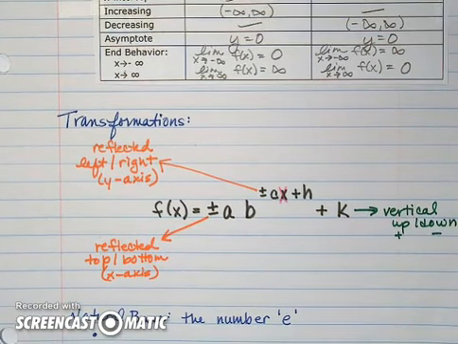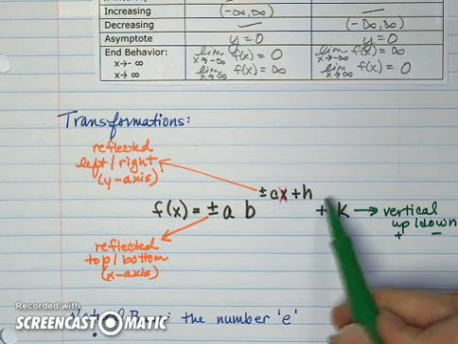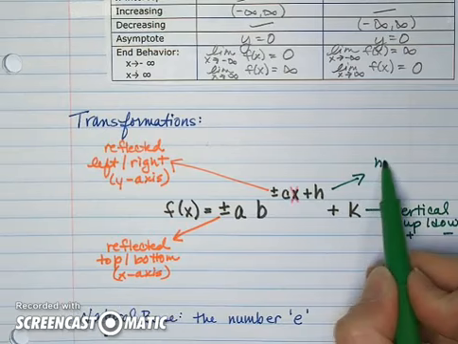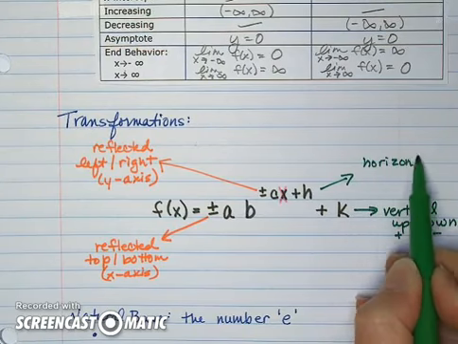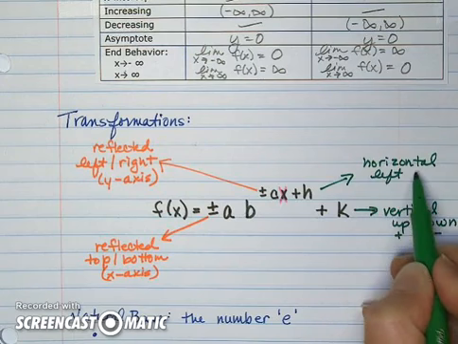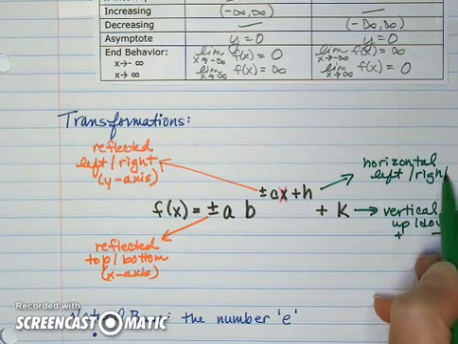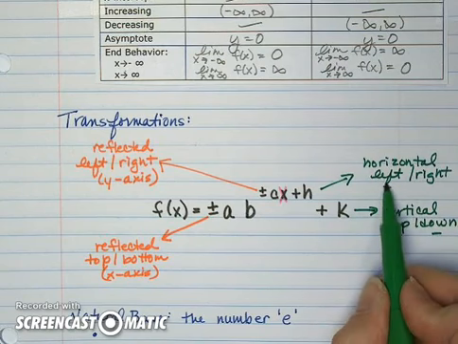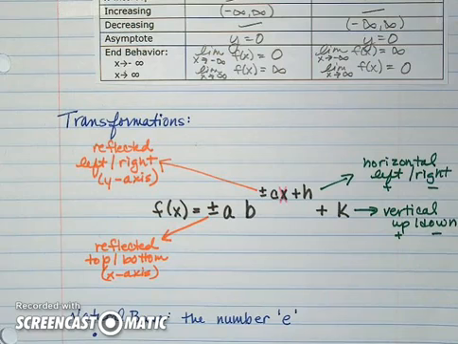All right, if it is this h, do you remember the h is moving it horizontally, left and right. But remember, this one's flipped, so this would be left was the positive and the right was the negative. All right, different color. Let's go blue.